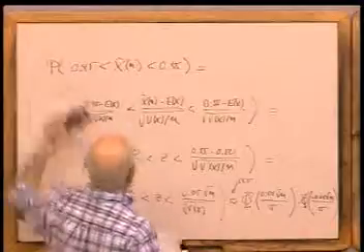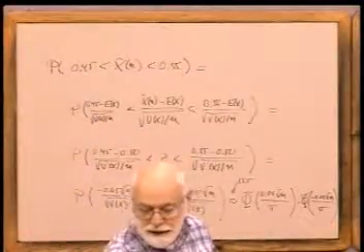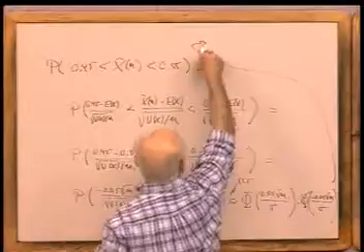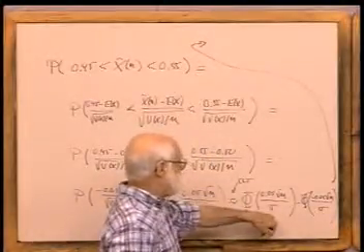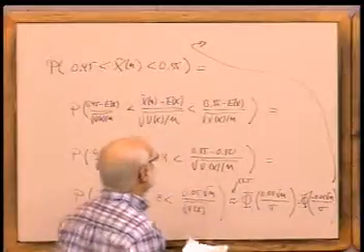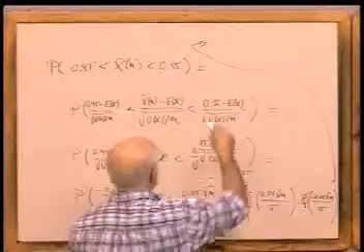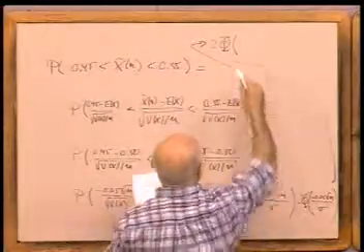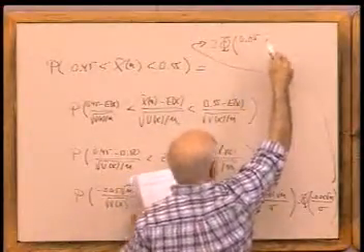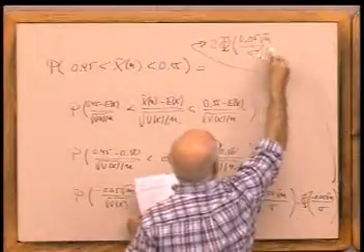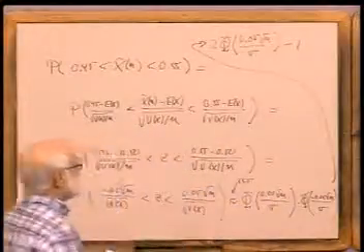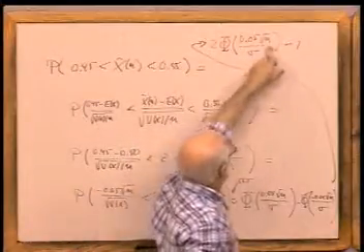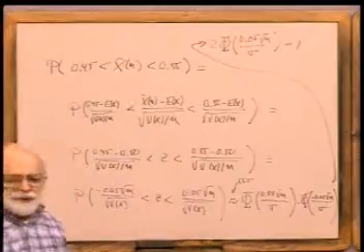One more step here. So I think I'll go up here. So remember that capital phi of something minus capital phi of minus that thing, well, let me write it down first. This is equal to 2 times capital phi evaluated at 0.05 square root of n over sigma minus 1. Okay, so all I have to do is evaluate this thing for the different values of n and different values of sigma. So any question about that?